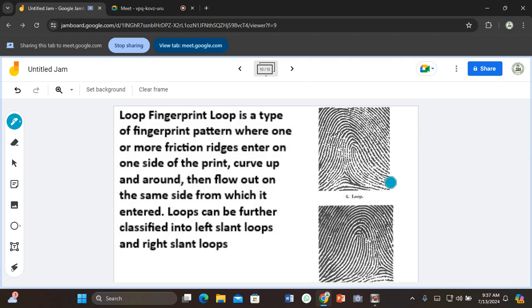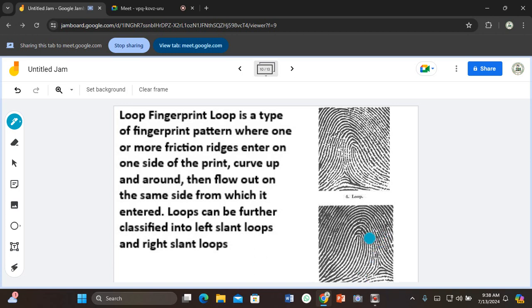Look at it. They move from one side, from this side. This one moves from one side, curves up, recurves, and comes out from the same side. Look at this one also, the same thing. And we said this can be further divided into two: either the left slant loops or the right slant loops, that is the radial loop or the ulnar loop.